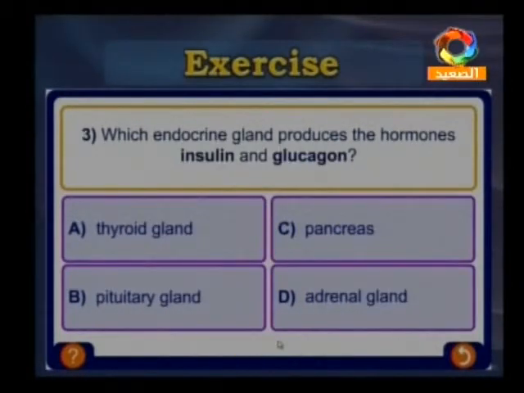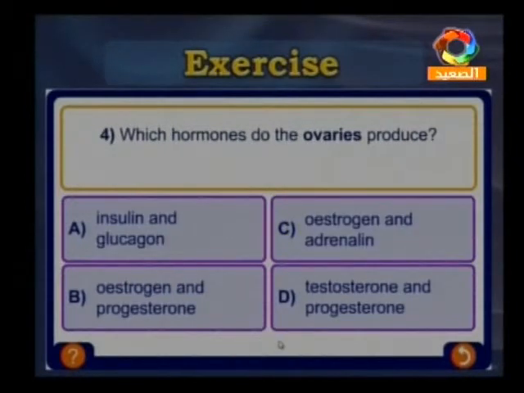After that, we have the endocrine gland that produces the hormones insulin and glucagon. Which one of the glands produces these? Thyroid gland? No. Pituitary? Maybe. But here we have the pancreas. The pancreas is the gland that has the ability to produce the hormones insulin and glucagon. After that, which hormone don't ovaries produce?